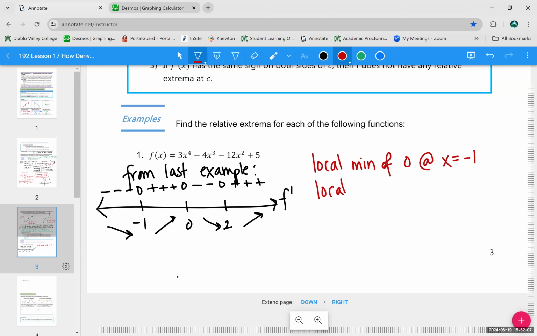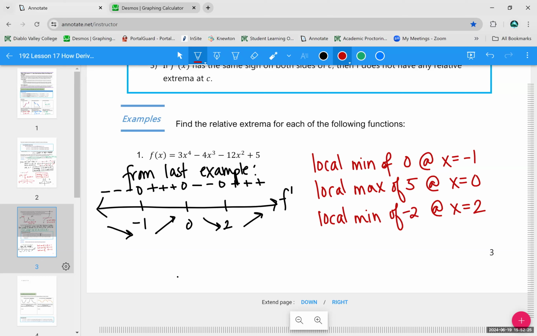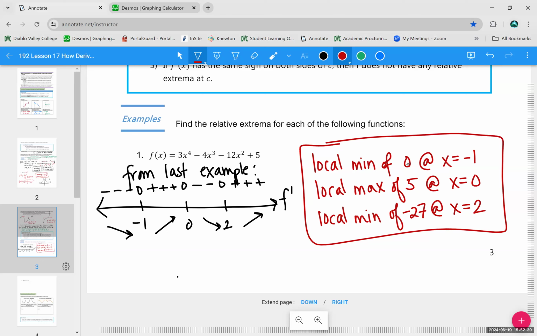I have a local max of, let's see, I need to plug 0 in, which is pretty easy to do. And then I have one more local min at x equals 2. And if you plug 2 in, I got -27. So I have 2 local mins, 1 local max, just from plugging in those values after I created the sign chart, which we did in the last example.